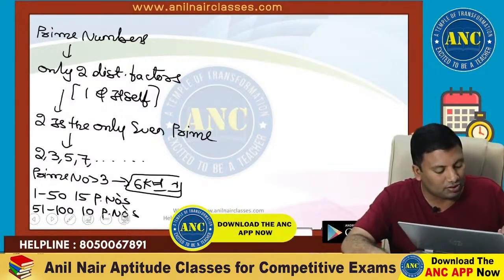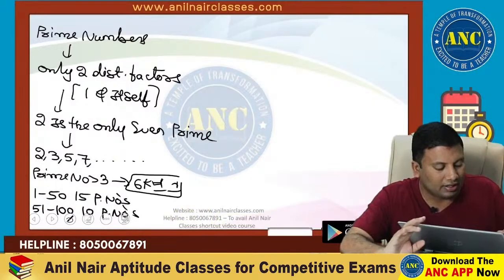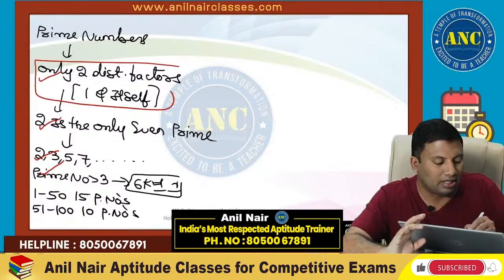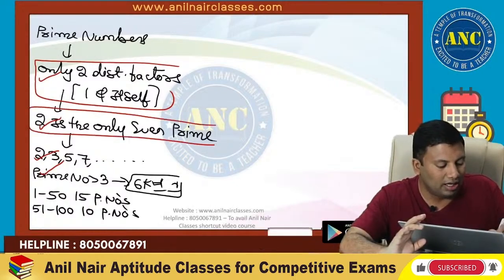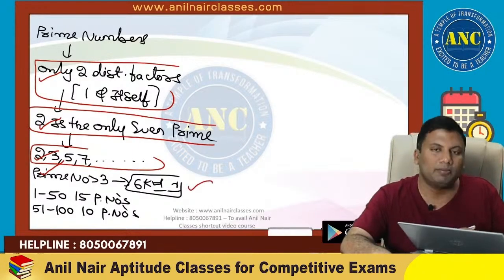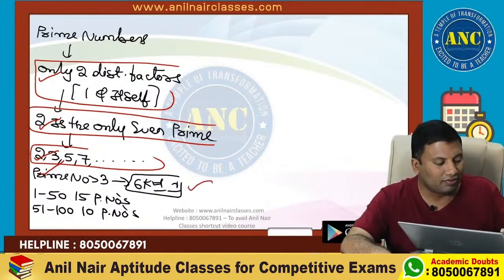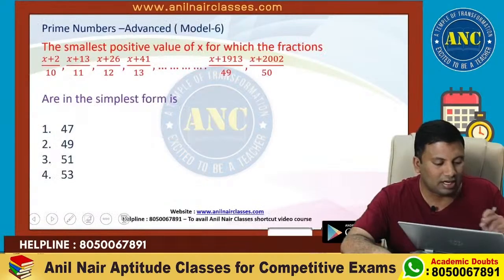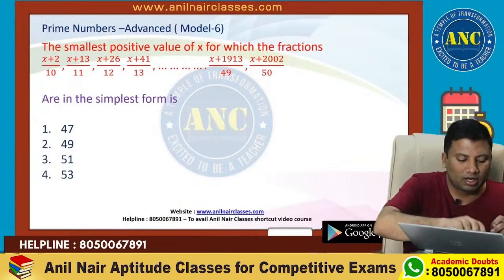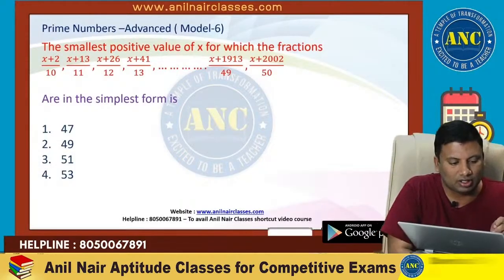All the problems whatever we did are related to an application of these important key points. 2 is the only even prime number, series 2, 3, 5, 7. Any prime number greater than 3 is of the form 6k plus or minus 1. Let us solve this problem. Few students have answered me on WhatsApp. Now before we solve the question, see here.